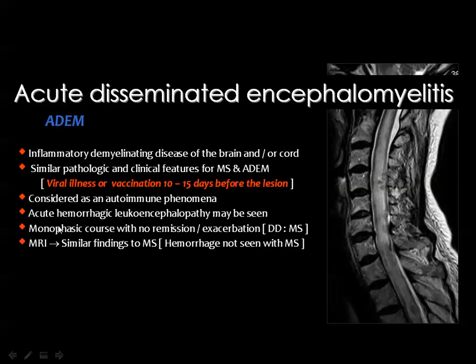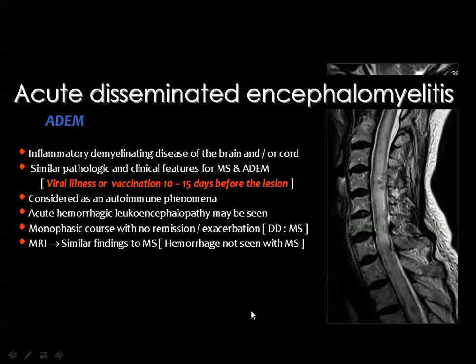Then the presence of a recent viral illness or a history of recent vaccination within 10 to 15 days before the appearance of the symptoms and the appearance of the lesions in MRI is suggestive of acute demyelinating encephalomyelitis. The lesions will appear of low signal in the T1, high signal in the T2 and the FLAIR in the brain, and high signal in the T2 weighted images in the spinal cord. And if you inject the contrast media, lesions may show contrast enhancement, but commonly they do not show enhancement.